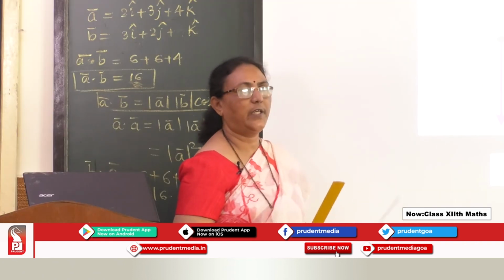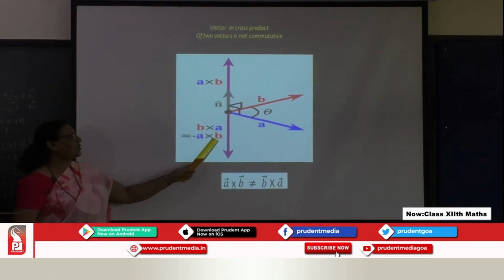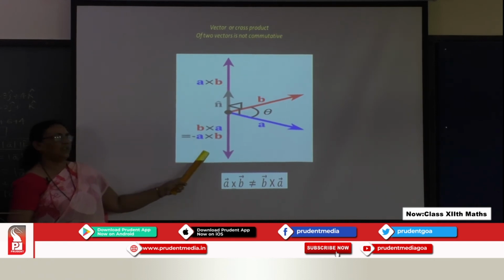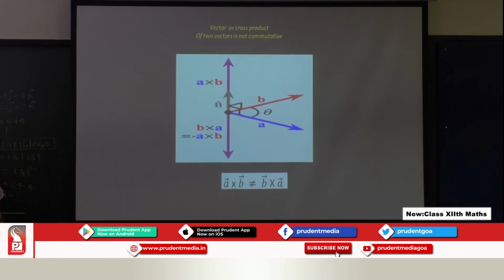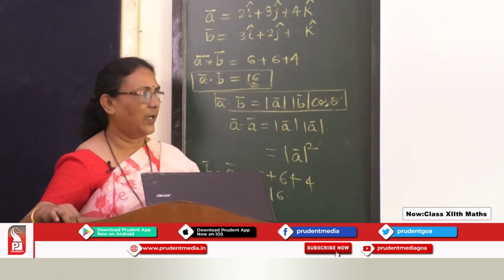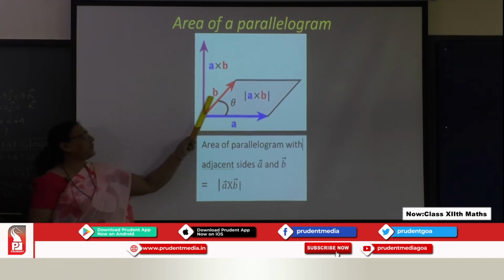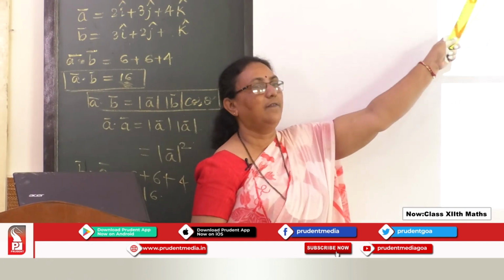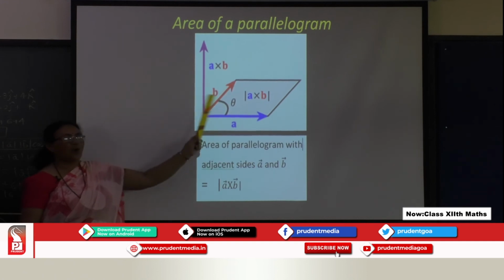It is not commutative. Dot product is commutative, but this is not. B cross A and A cross B, how are they related? They are minus of each other. If you want to equate both, then you have to write a minus sign. So the cross product is not commutative, whereas the dot product is commutative. Now the application of this cross product, what is the use of this? We can find the area of a parallelogram. If vector A is here and B here, we find the vector A cross B, find the magnitude of that vector, and that is the area of the parallelogram.